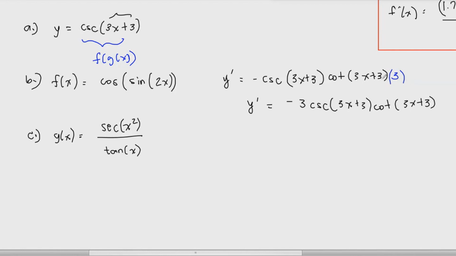Now, I don't want to see anyone distributing this 3 with this, making this something like 9 plus 9x plus 9. That's very wrong, since this 3 is actually multiplied with the whole function here, and you need to take this cosecant first before you multiply this with 3. So don't do that, okay? You're making Einstein angry.